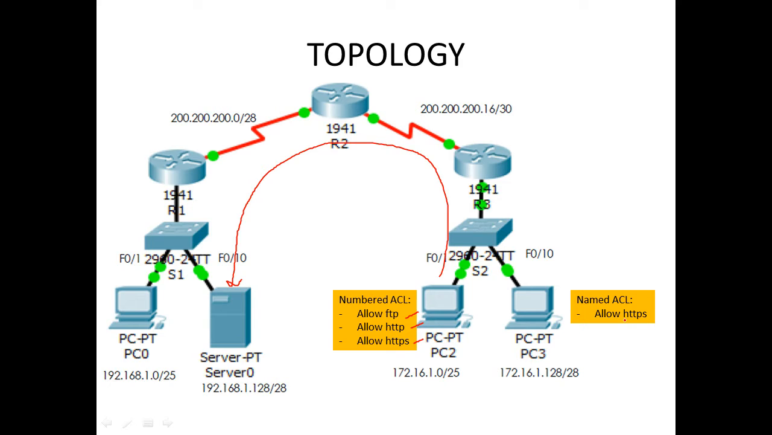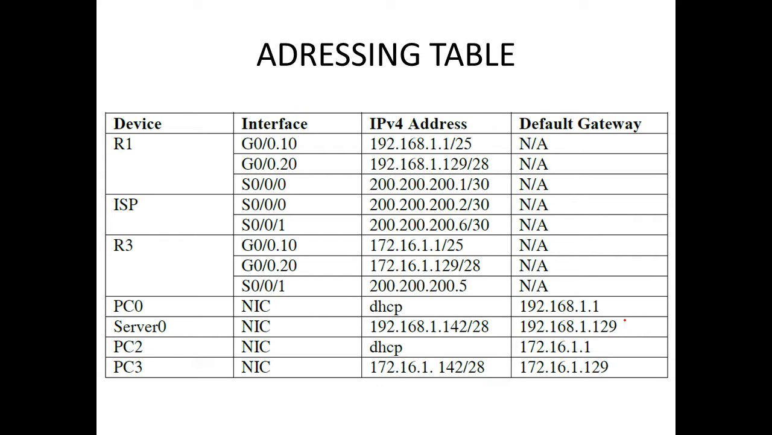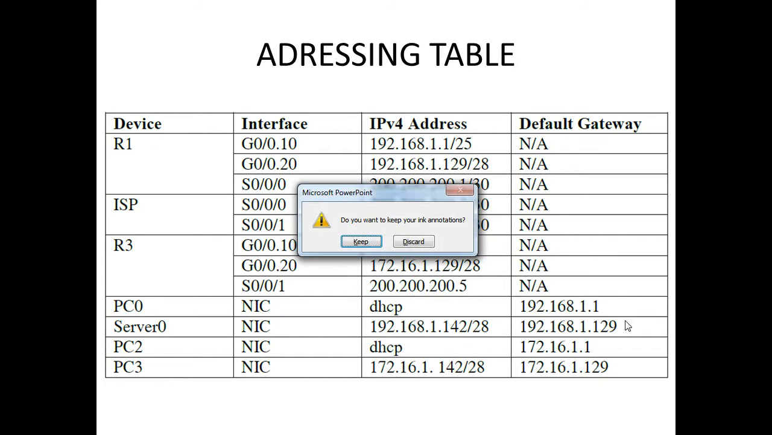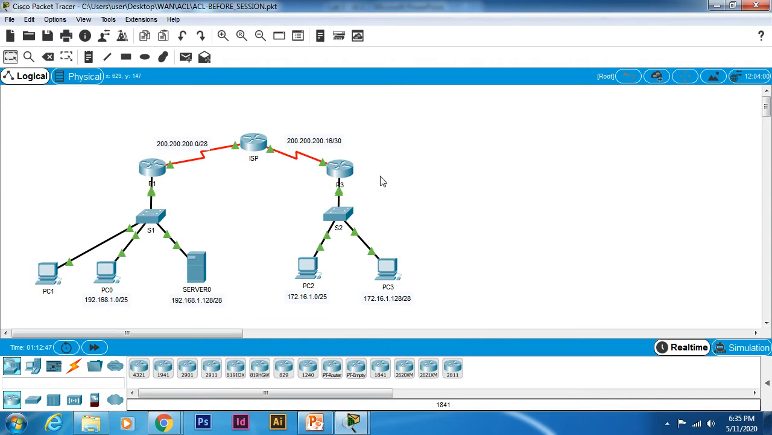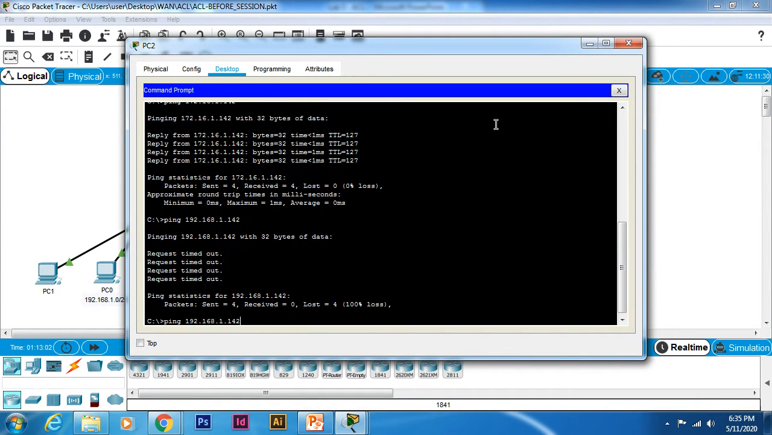Okay, so now we will continue with the first part of the video, which is configuring, applying, and verifying a standard numbered ACL. The addressing table is pretty much the same as last week, so I'll just proceed with the Packet Tracer configuration. All of the configuration will be done in R3. Before we start, we need to ping from PC2 to the global address of server 0. So we test it with the global IP address.